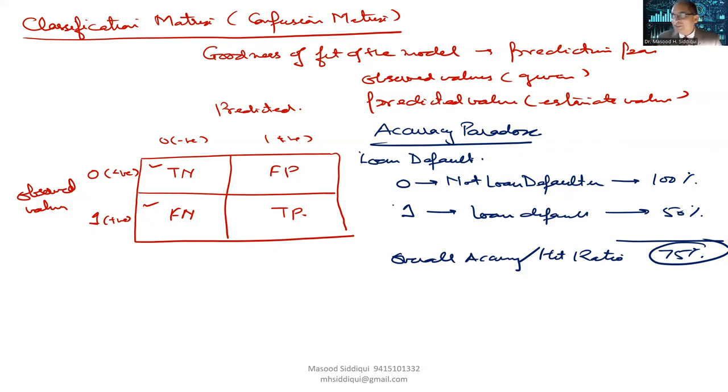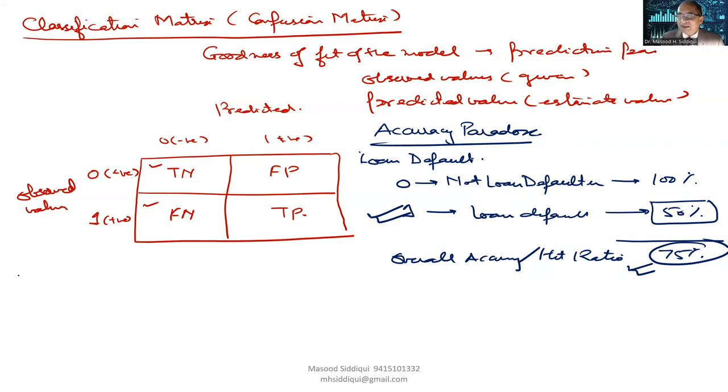But actually, our main concern is identifying the people who are possibly loan defaulters, and here the actual accuracy is just 50%, right? So this is not a good measure in this case.